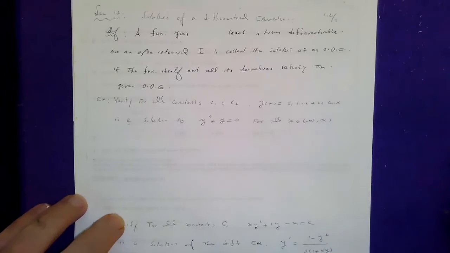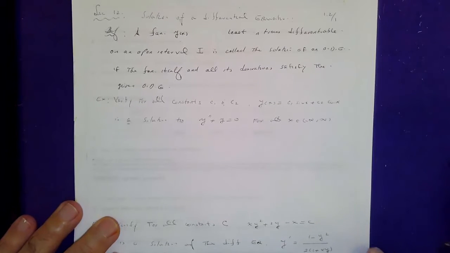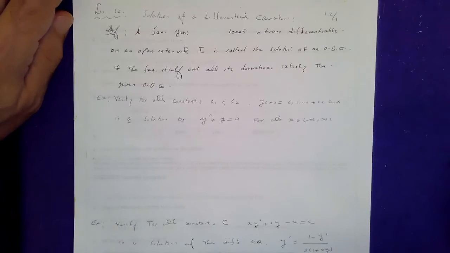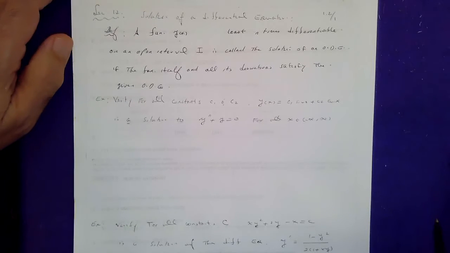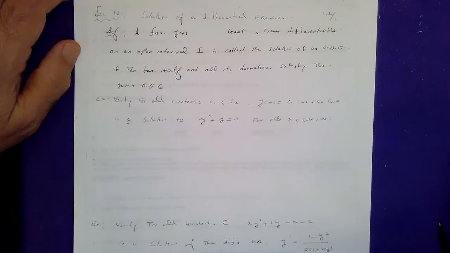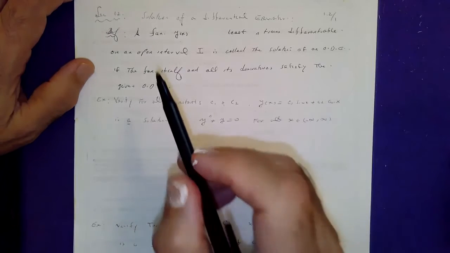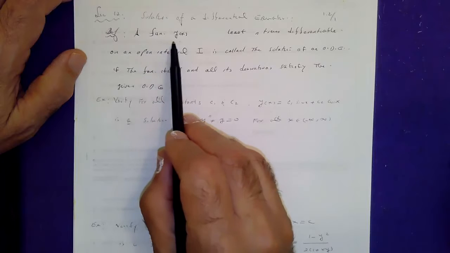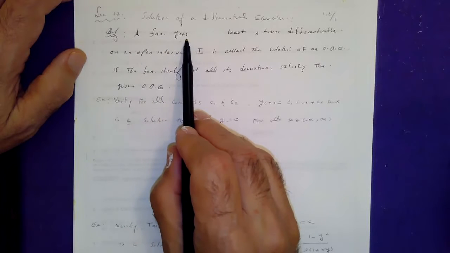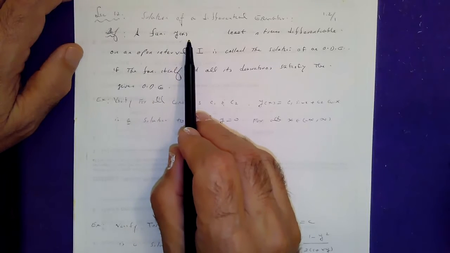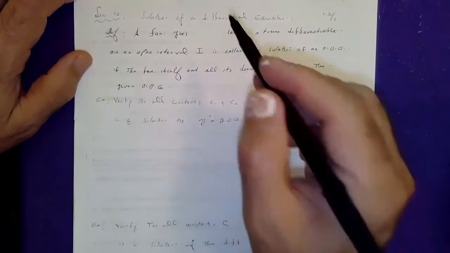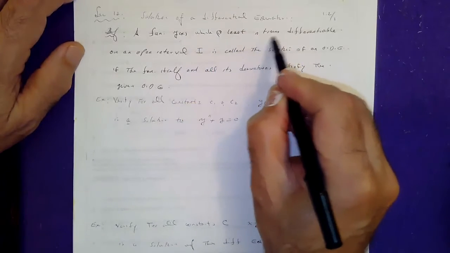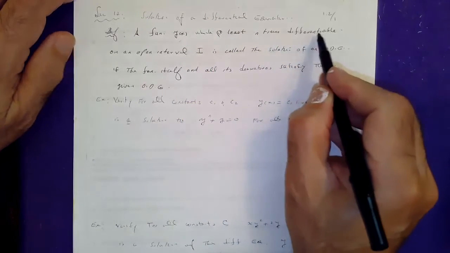Section 1.2, solutions of a differential equation. Now that we know a little bit about differential equations, the question is, what does the solution of a differential equation look like? It turns out that by definition, the solution of a differential equation is a function, y of x. By the way, it can be constant, which at least is n times differentiable.